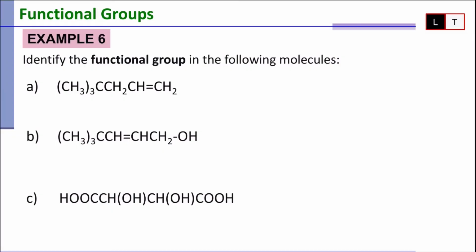Next, example 6. Example 6, dia minta awak identify the functional group in these molecules. This one, saya ada C double bond C. Cuma saya include je hydrogen ni sebab dia memang attach kepada this carbon. Okay, so saya akan label dia sebagai carbon-carbon double bond. Okay, pastikan spelling kena betul. Okay, this is it. And then next one, saya ada carbon-carbon double bond here.